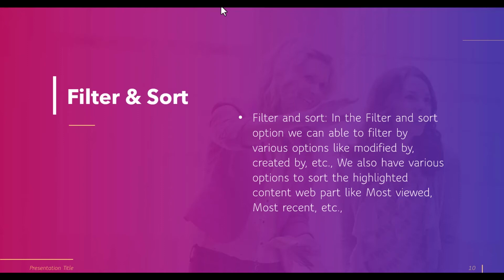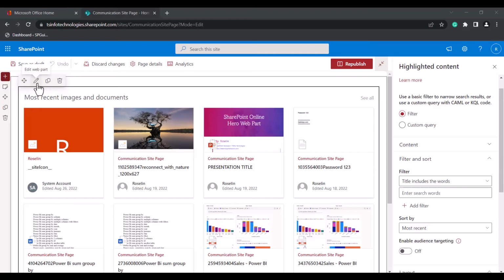In the filter and sort section, there are various options presented to filter. Like we can filter it by the creator name or the modified by options. And in the same way, we can also sort the highlighted content web part by most viewed documents or most recent documents like that. Now I will show you how to filter or sort and display the data dynamically in the highlighted content web part. We can filter and sort only in the edit mode.